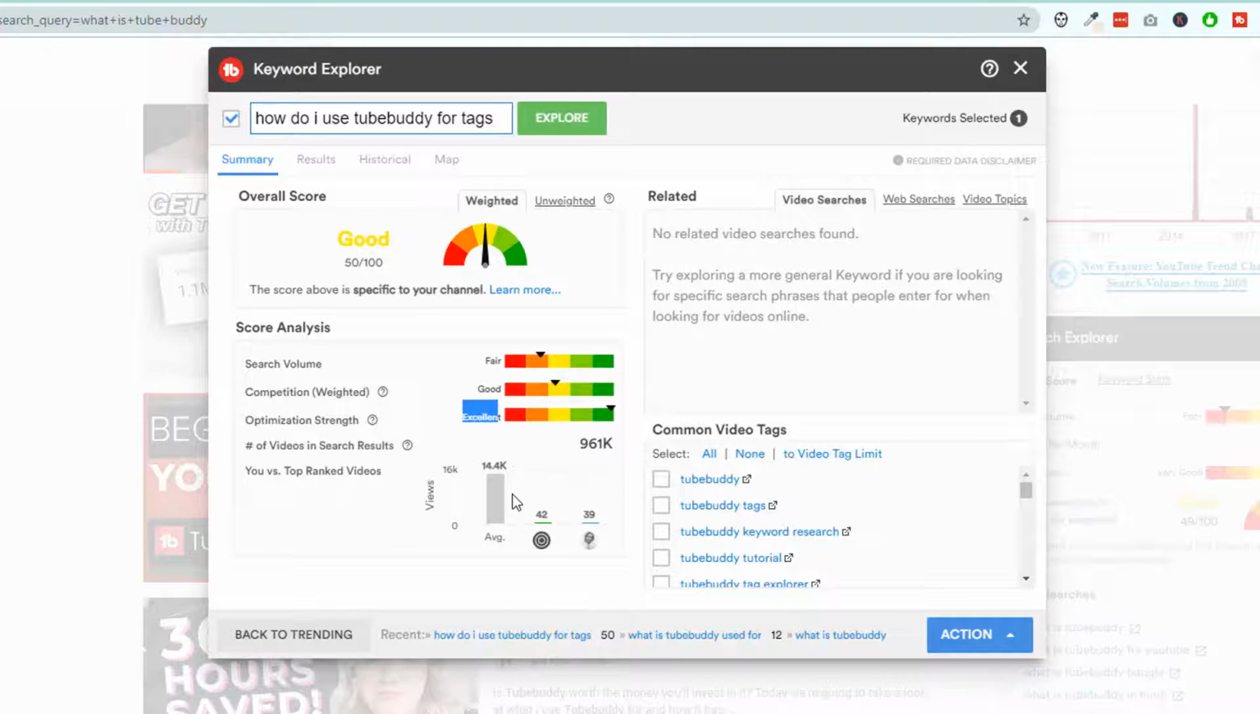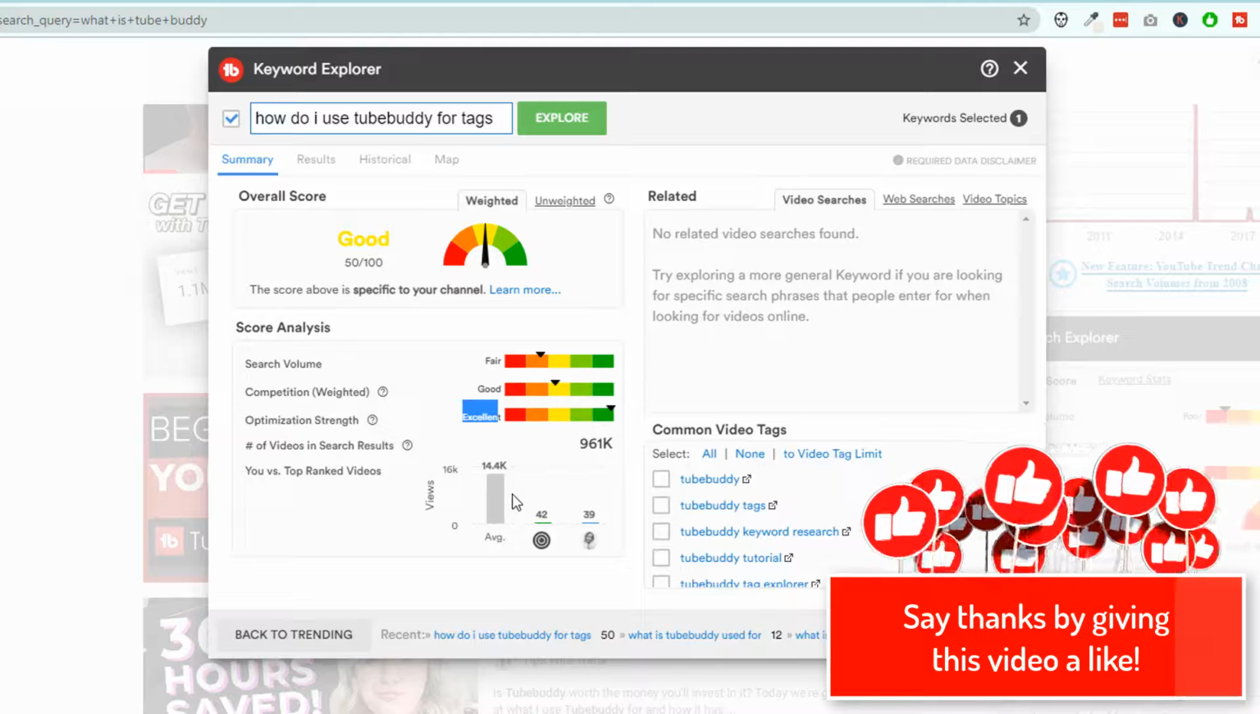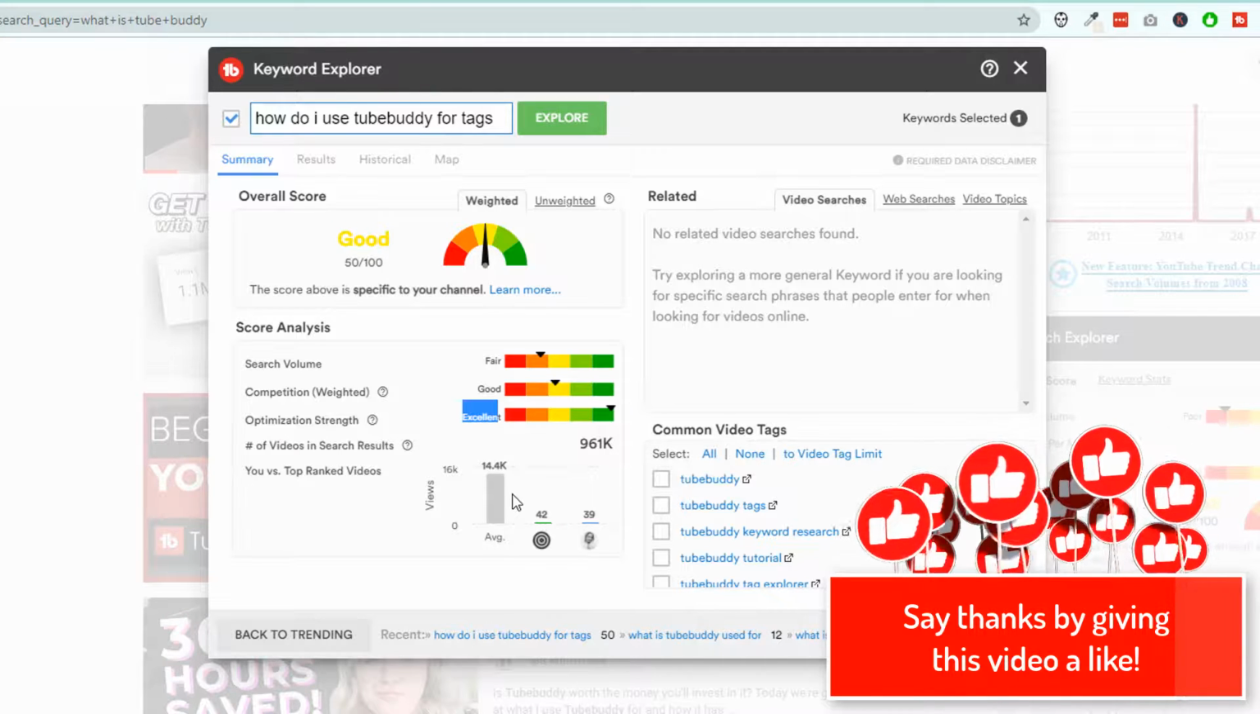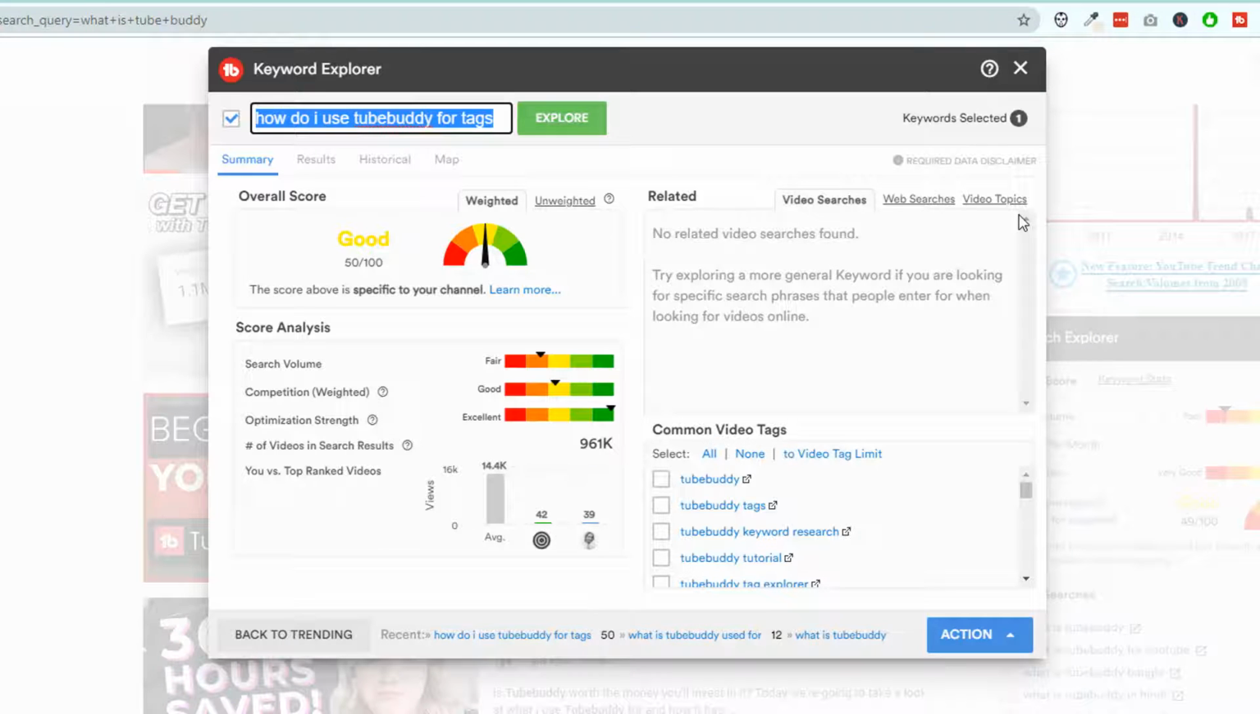It means that the optimization strength of the videos that do exist for this keyword is not great. So you have an excellent chance of getting in and using that keyword, the keyword being this entire phrase, and using that to optimize your videos, and you will rank for it. You have an excellent chance of ranking for that as far as optimization strength.